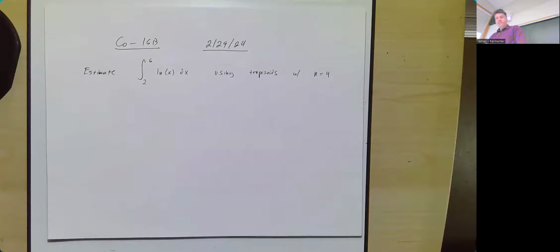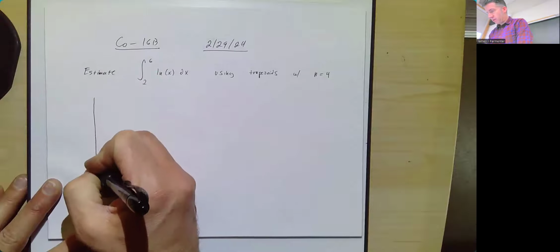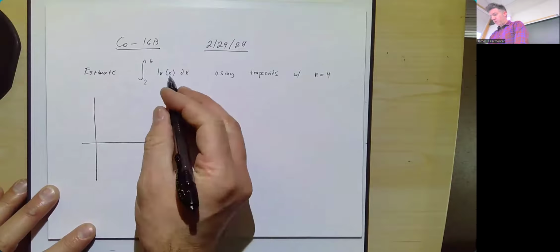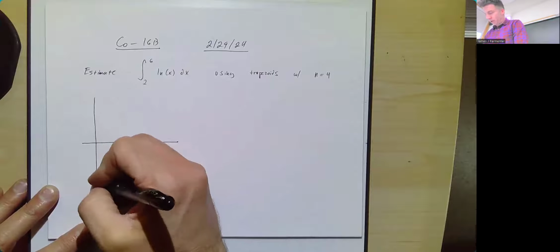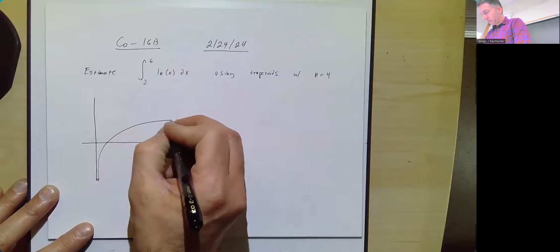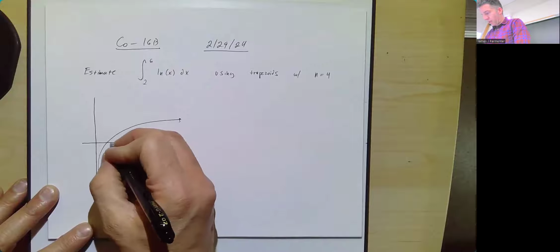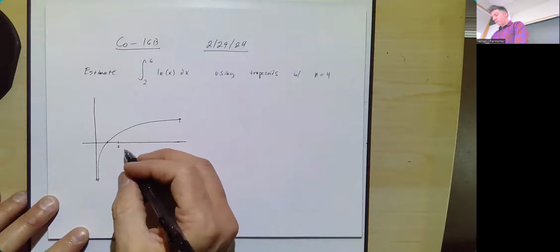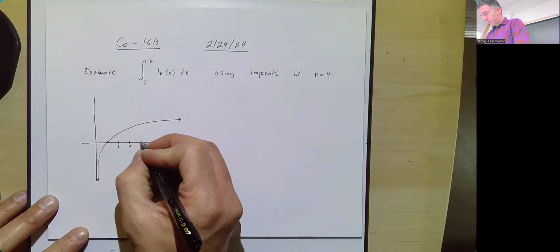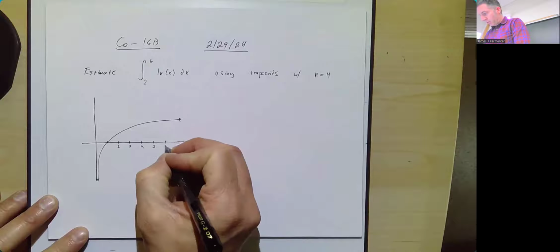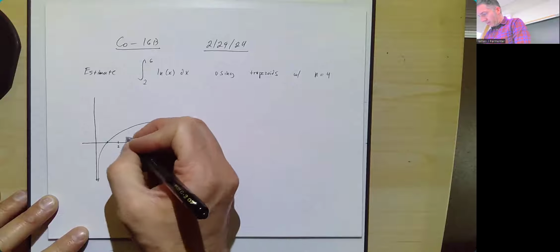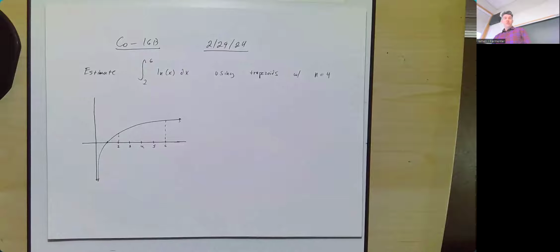All right. So graphically, here's what's going on. We've got our function y equal to the natural log of x, which looks something like this. And from 2 to 6, we are going to estimate the area under the curve. And we're going to use trapezoids. So let's draw this picture.